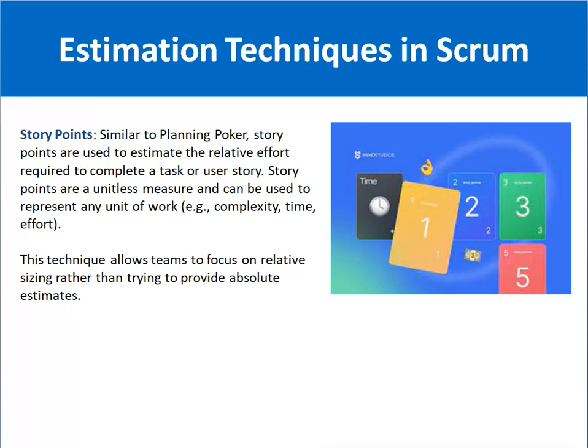Relative estimation means that, for example, one story was very simple, so we assign it a story point 1. One story was more complex, so we assign it 5. One story was not very complex, not very easy, so we assign it 2. So based on the relativity we assign the story points, and this is the relative estimation basically.